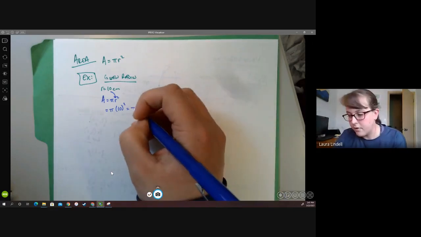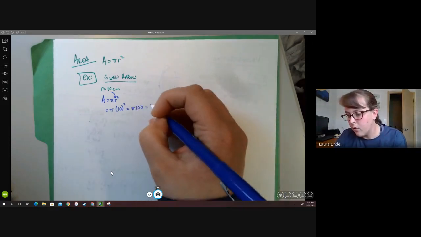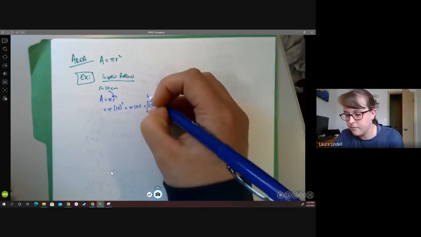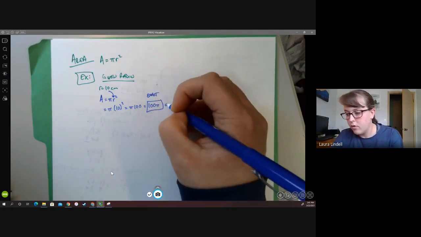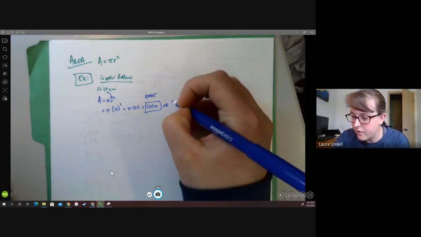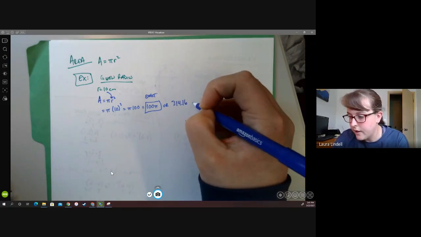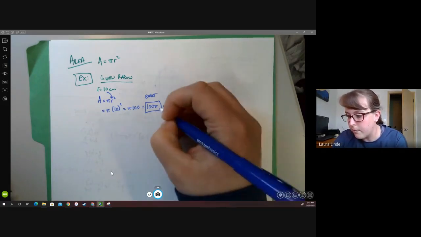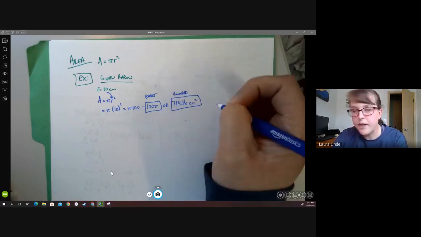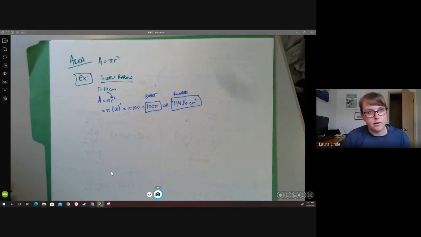And 10 squared is 100, so it's really pi times 100, or 100 pi if we're leaving it as the exact answer. Or if we round it, 100 times pi is 314.16. And this is centimeters squared because it's area this time. So anytime you find area, your units are squared. Okay. Any questions with that one? Any numbers we're not sure where they came from or anything like that?